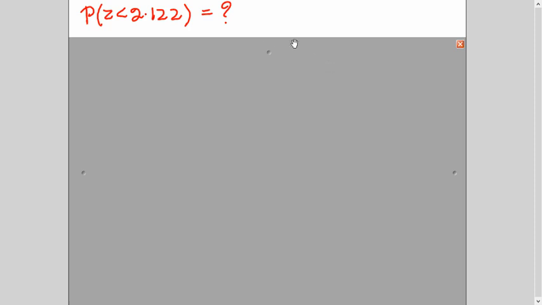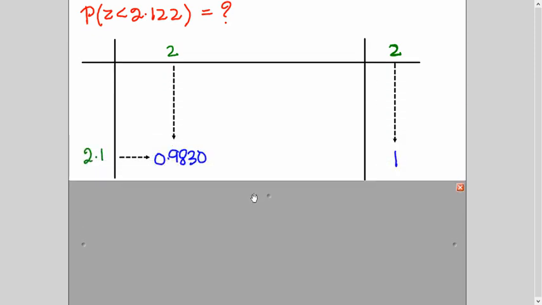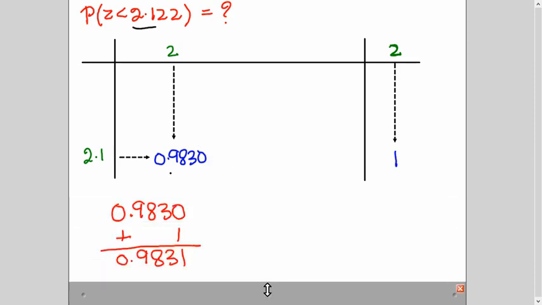Let me just explain. I explained the method here also, in case somebody needs more explanation. So when I'm calculating Z less than 2.122, what did I do? 2.1 is the first decimal place. So I checked from here, all the way went here. 2 is my second decimal place. So I got this from here. And then the third decimal place was this 2. The number written underneath was 1. So I did 0.9830 plus 1 at the end, with the last digit. So this is how I got my probability.